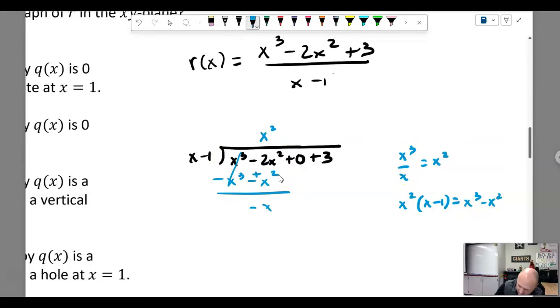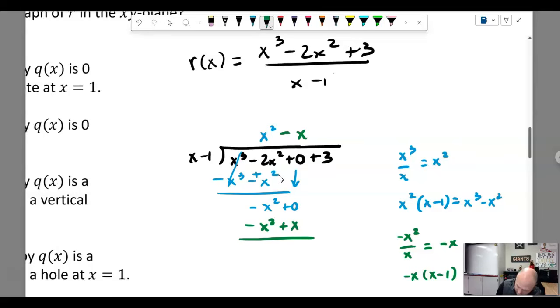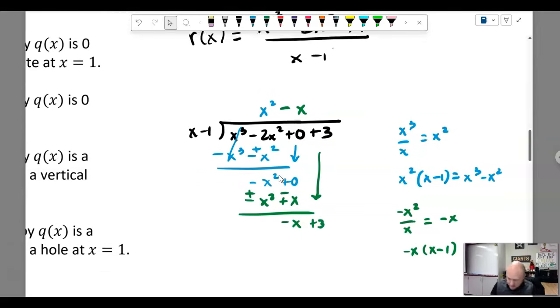We get a negative x squared, and then I'm going to bring down. That's your next step, bring down. Okay, and then we just repeat. So now I'll divide negative x squared by x, which gives me negative x, so minus x. I'll distribute this negative x times the divisor, x minus 1, and we get negative x squared plus x. Change my signs, I get a negative x, and I'm going to bring down the 3, plus 3.